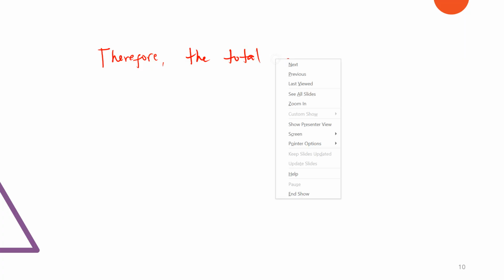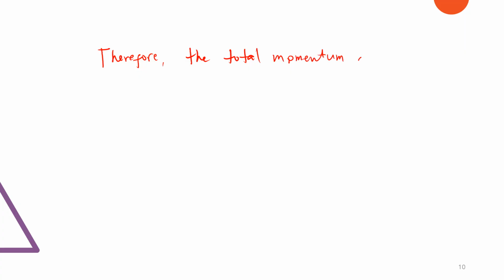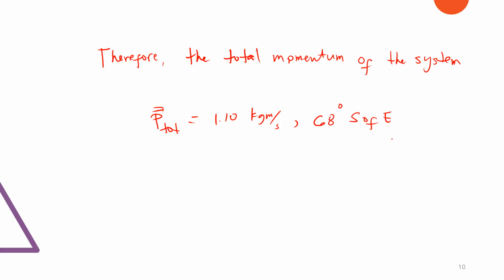So therefore, the total momentum of the system is equal to this. The magnitude is 1.10 kilograms meter per second, and the direction is 68 degrees south of east.